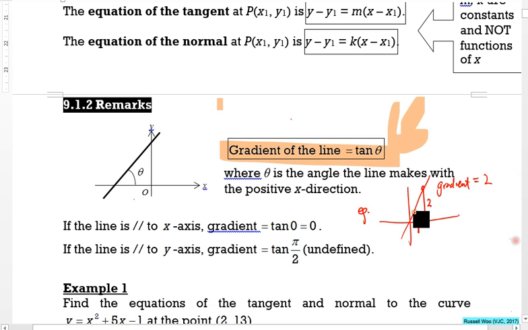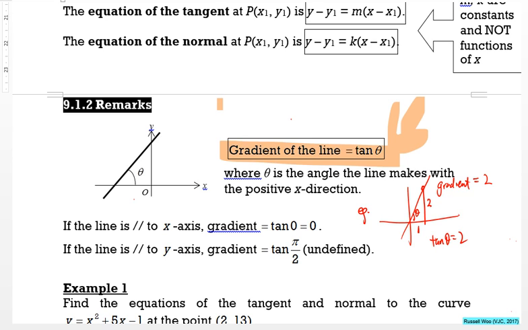Does it then mean that tangent theta is 2? Correct? Tangent theta is 2 because opposite over adjacent, tangent theta is 2. So actually, tangent theta is the gradient. Make sense? Alright, so gradient of the line is tangent theta, where theta is the angle it makes with the positive x-axis. Okay? This is a simple example to illustrate.